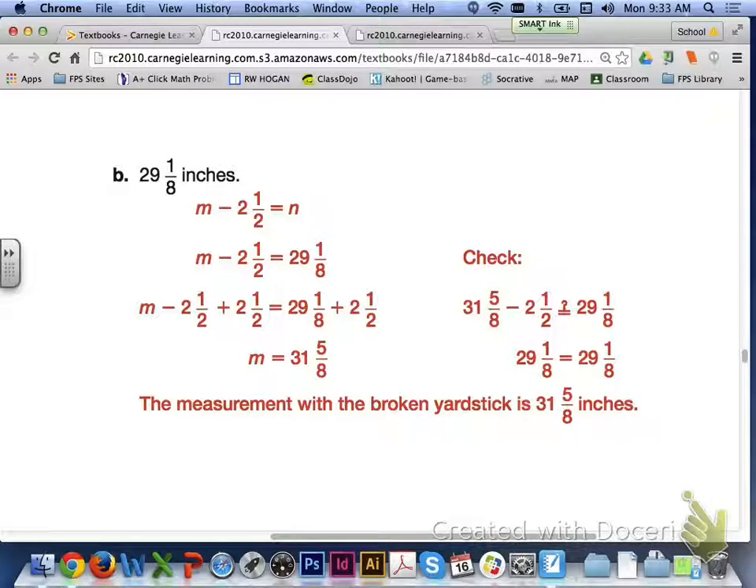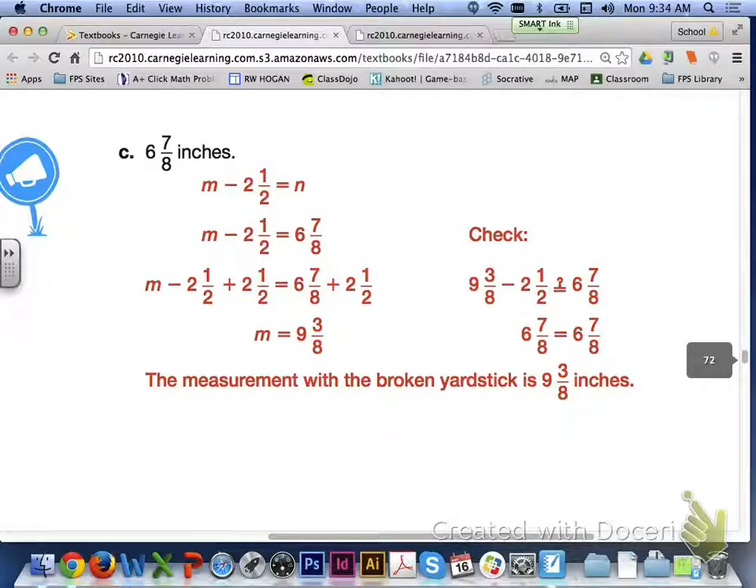For letter B, the measurement with the broken yardstick is going to be 31 5/8 inches. Again, checking our solution to make sure that we maintain balance. And finally, for letter C, the measurement with the broken yardstick is 9 3/8 inches, making sure that we check our work.